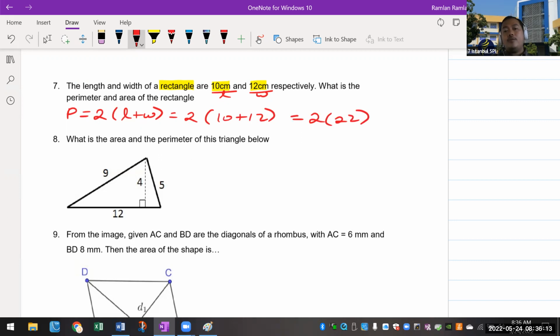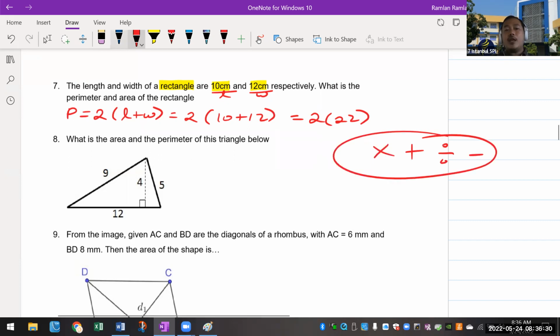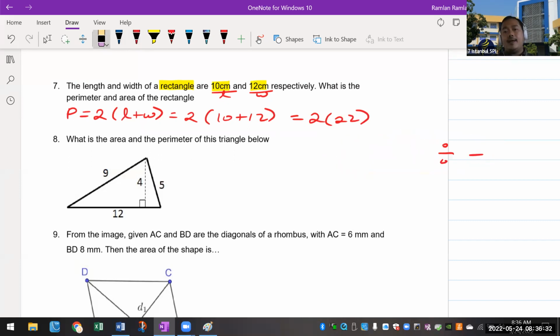So just remember that if you have a bracket like this and then you have something else outside that bracket, it means that it is being multiplied. If you don't see any other sign, for example a multiplication, addition, division, or subtraction sign, it means that they are being multiplied. So this has the same exact meaning as 2 multiplied by 22. So this will be equal to 44.